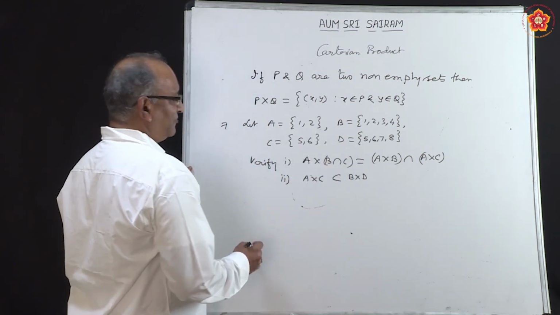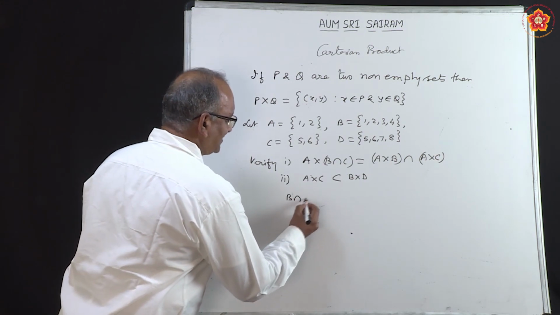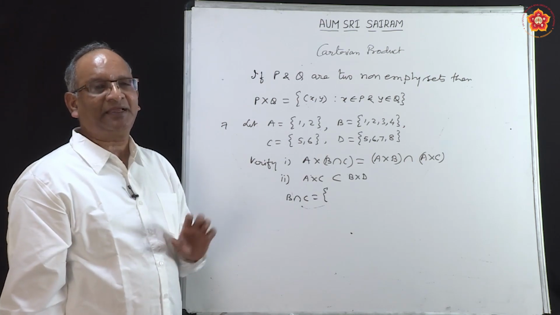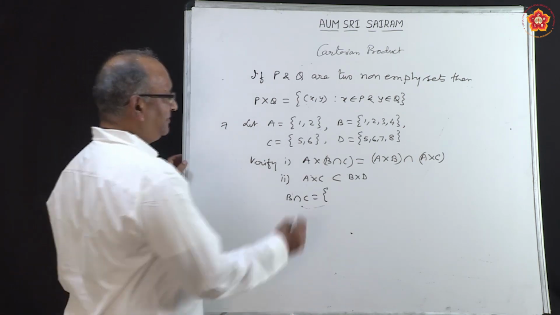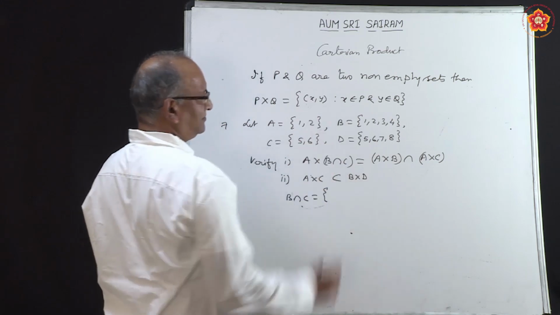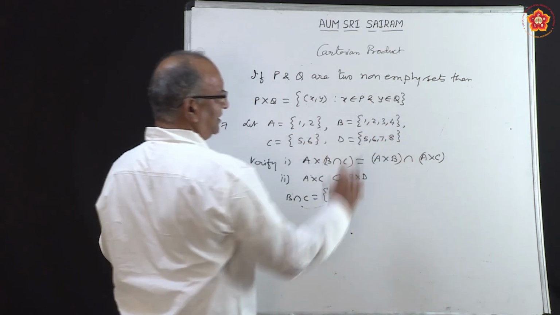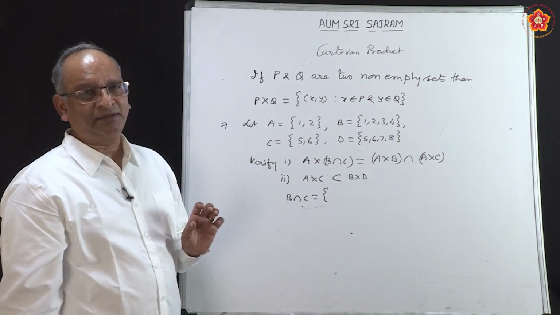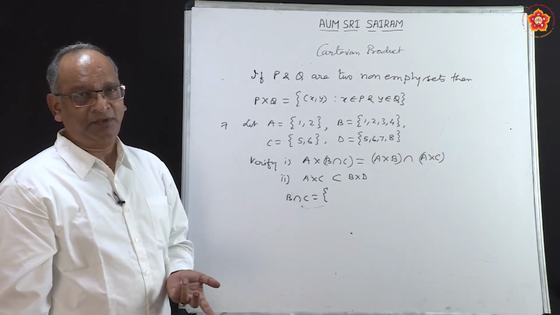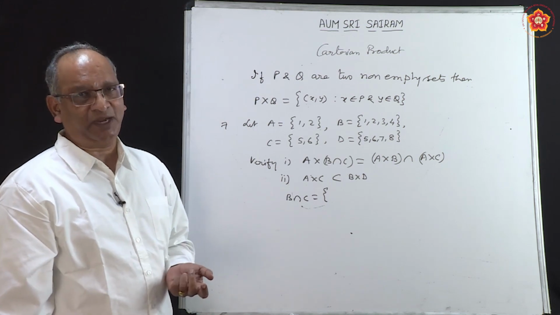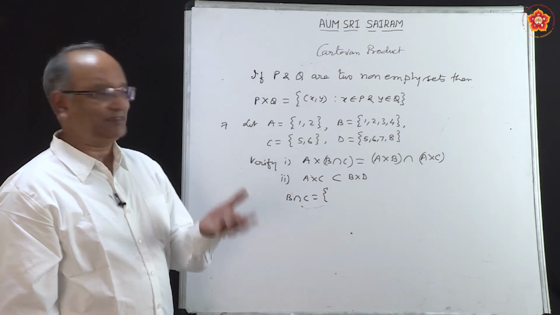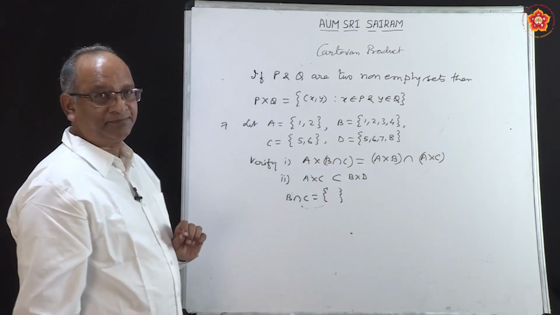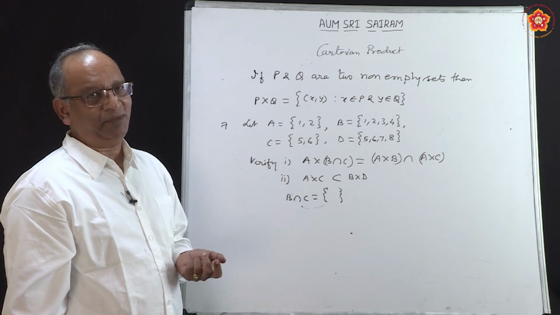It means what? First find out what B intersection C is. What does the intersection of two sets mean? Elements which are common. So what are the elements common between B and C? Observe, B has elements 1, 2, 3, 4. C has elements 5, 6. Both are disjoint. What happens if two sets are disjoint? Their intersection is a null set. So B intersection C is a null set, because there is no element common.